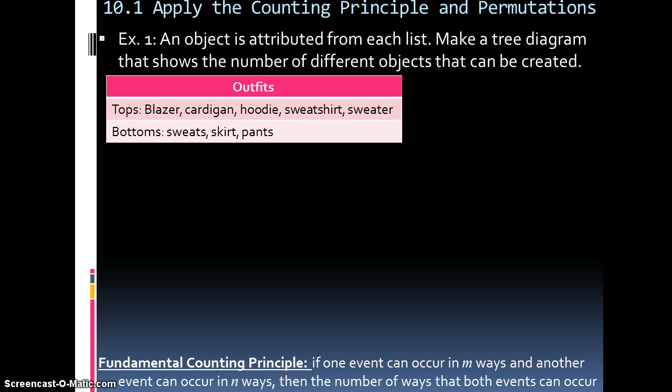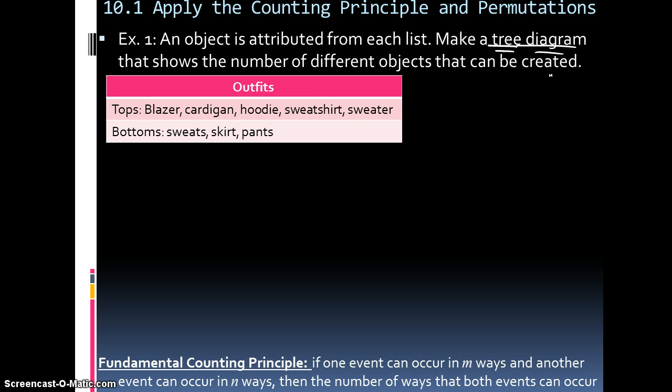So, example 1. An object is selected from each list. Make a tree diagram that shows the number of different objects that can be created. As we go through the notes today, mostly I'm going to show you the different things you're going to be able to see, like a tree diagram. Instead of giving you a definition, because in this section the definitions could be a little bit tricky, I'm just going to show you what it looks like and then you can see it from there.